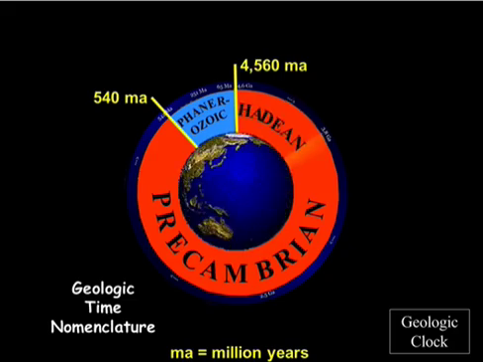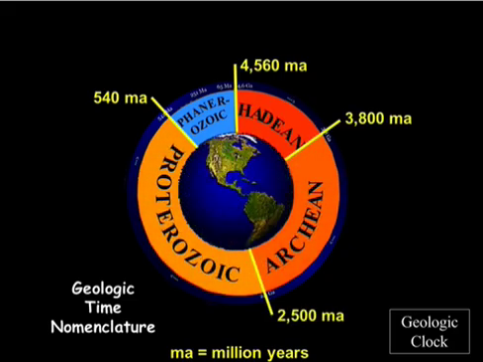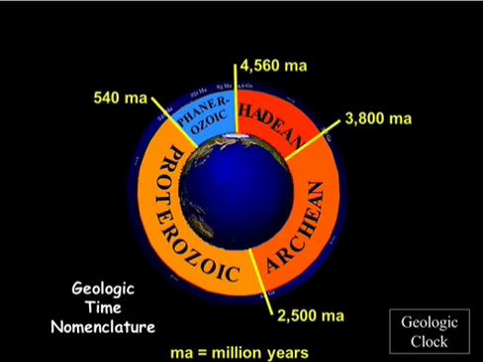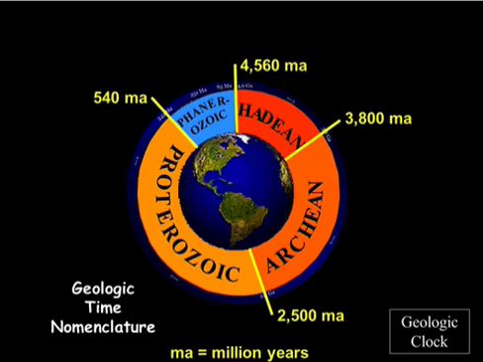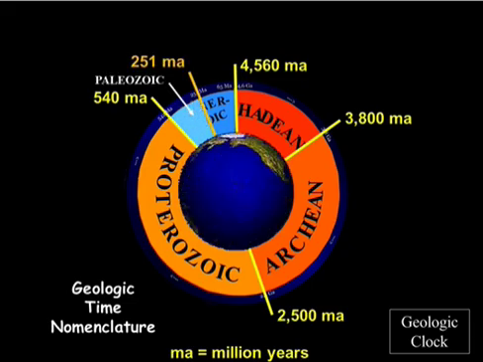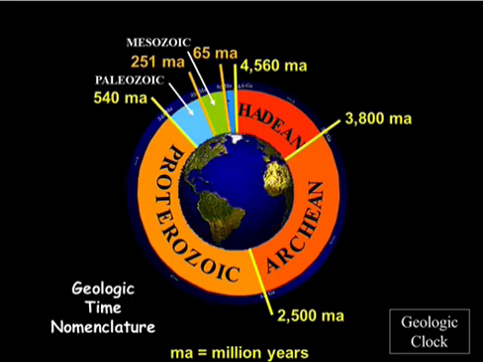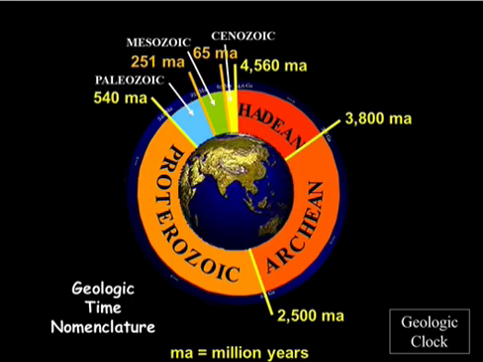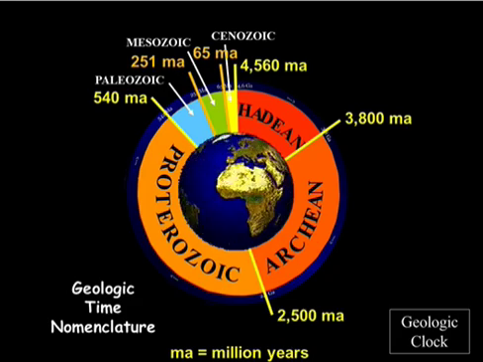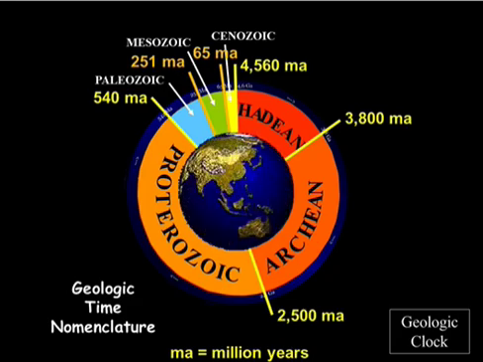The Precambrian Supereon is divided into 3 eons, the Hadean, the Archean, and the Proterozoic. The Phanerozoic Eon is divided into 3 eras, the Paleozoic, Mesozoic, and Cenozoic. In discussing the geological history of Iowa, we will address each of these 6 subdivisions in individual PowerPoint lectures.